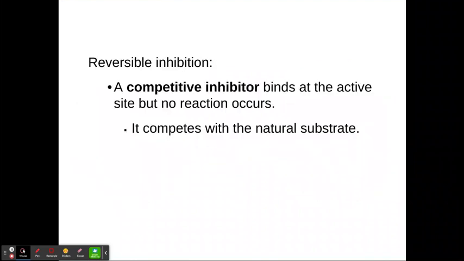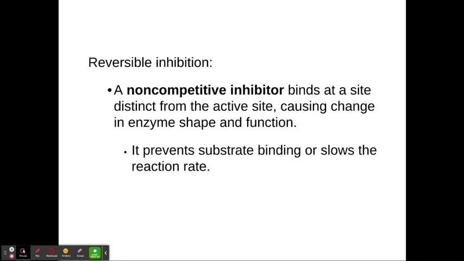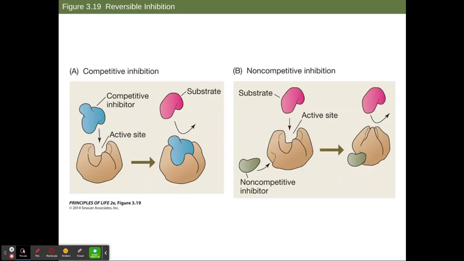So reversible inhibition. So sometimes we do want to, obviously, be able to reverse this reaction. We can have a competitive inhibitor, which will come in, bind to the active site, no reaction occurs. It'll compete with the natural substrate. We have a non-competitive inhibitor. This will bind at a site other than the active site, causing change. It's going to prevent substrate binding or slow the reaction rate. It's going to change the shape of the active site slightly.